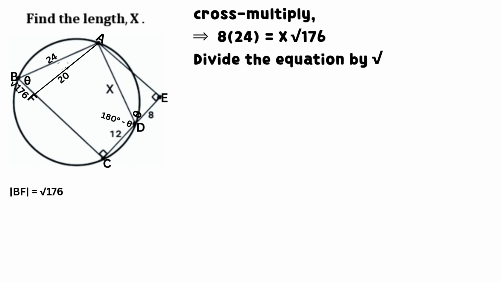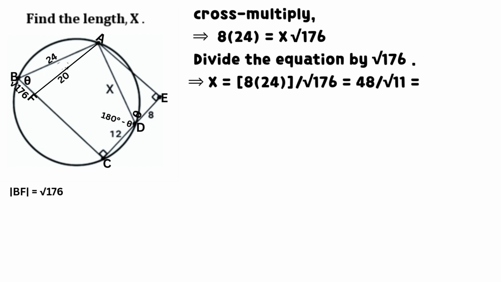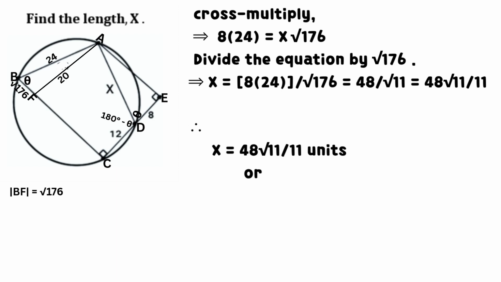Cross multiply. We have that 8 times 24 equals x times the square root of 176. Divide the equation by the square root of 176. This implies that x equals 8 times 24, all divided by the square root of 176, which equals 48 times the square root of 11, all divided by 11, after rationalizing the denominator.